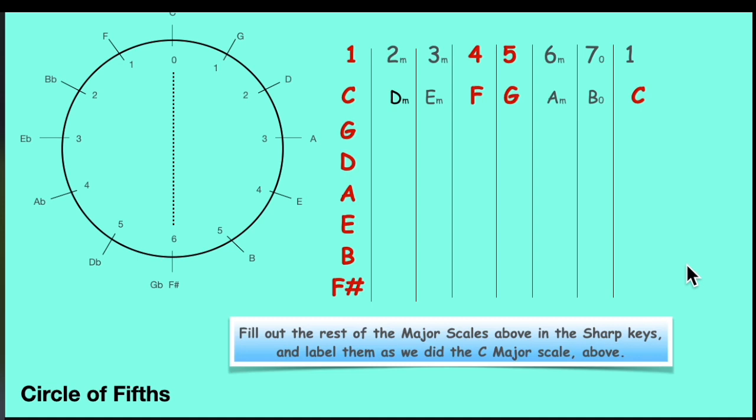Put a lowercase m next to the minor chords, 2, 3, and 6, and a little 0, or an O if you will, next to whatever the letter name for the 7 chord is. You can see here the C major chord is C is 1, D minor is 2, E minor is 3, F and G are 4 and 5. A minor is the 6th chord, and B diminished is the 7 chord. Make sense? There's your sharp keys. Fill those out.